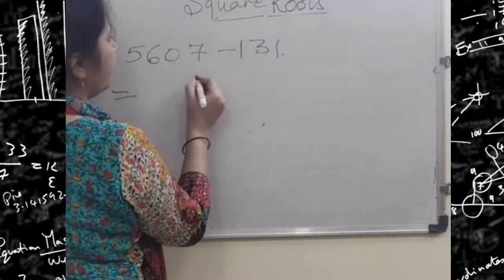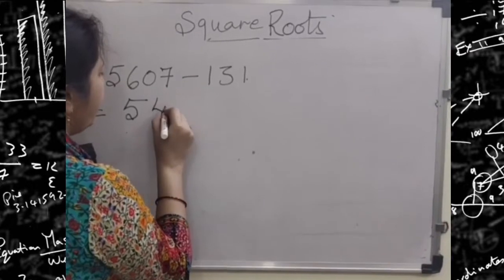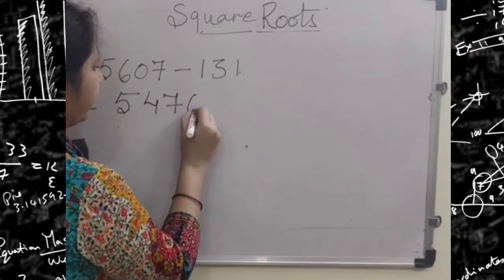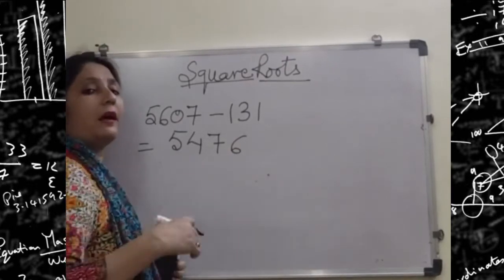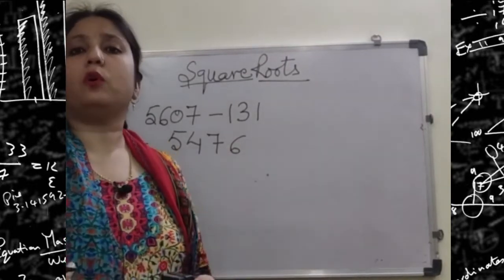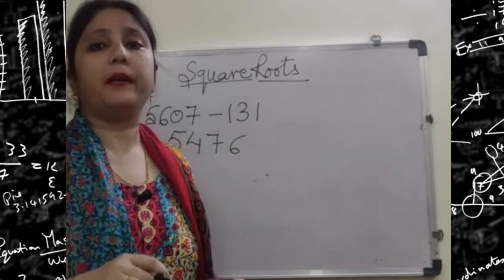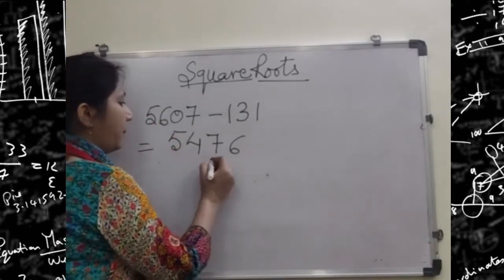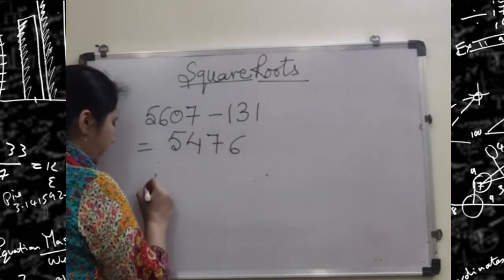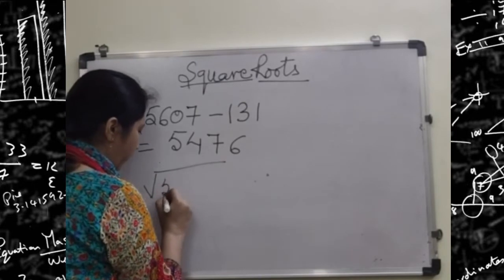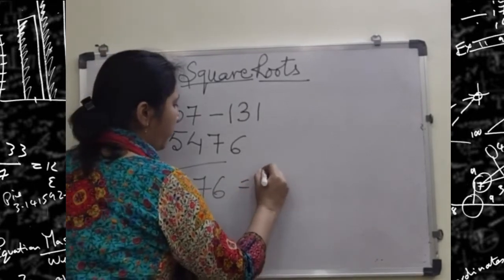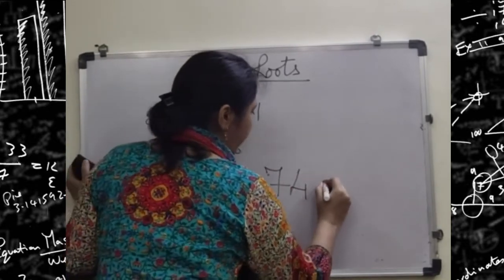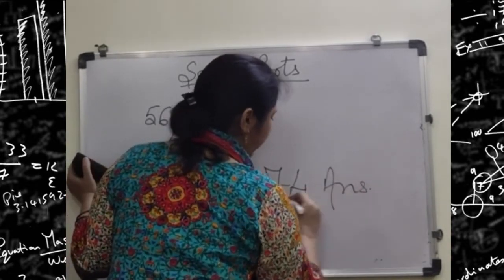The answer would be 5476. In the last part of the question, we are asked to find out the square root of the number so obtained. Therefore, the number obtained is 5476 and square root of 5476 is equal to 74, which is your answer.